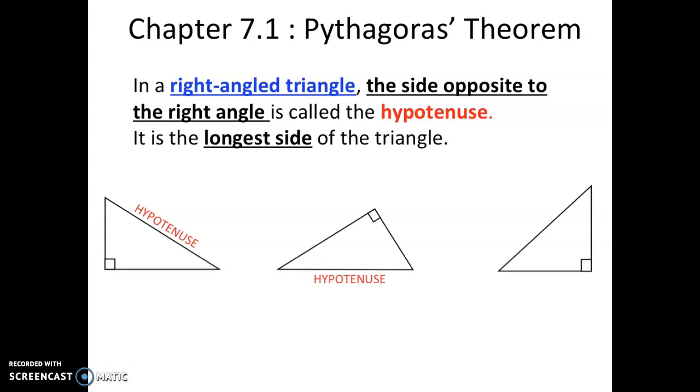So for the second one, you'll find that the hypotenuse is at the bottom. And lastly, you have the hypotenuse over here. Please make sure you fill in your worksheet as we go through this.